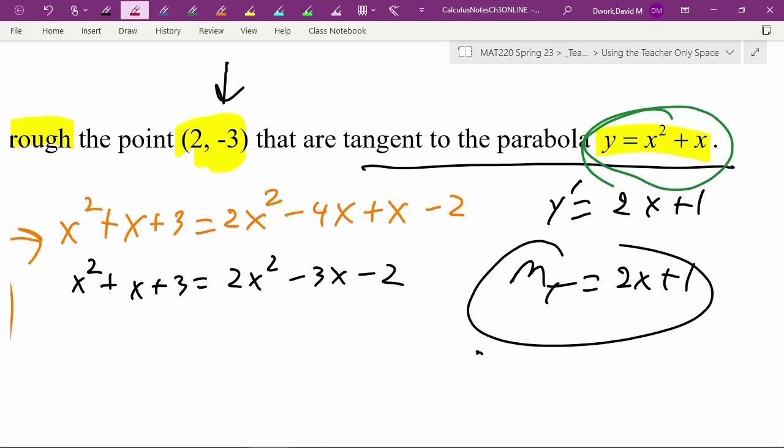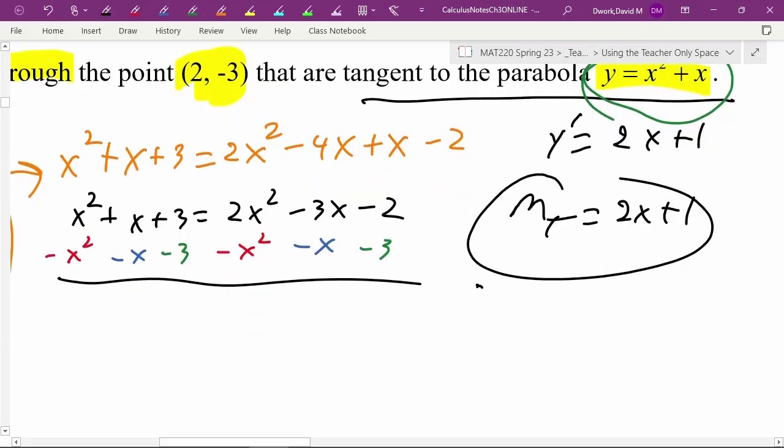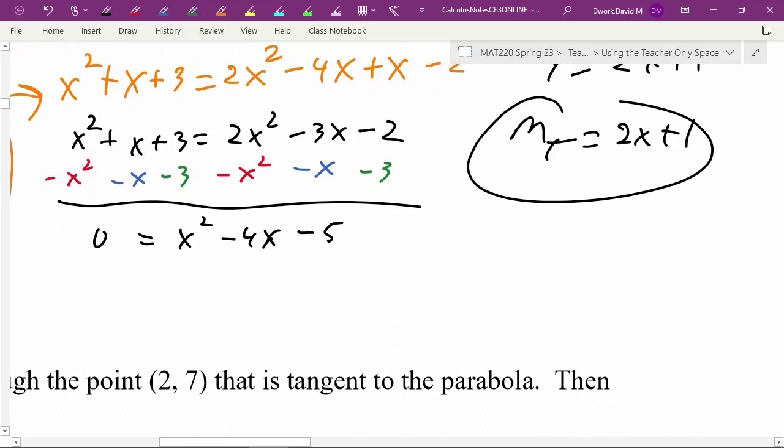All right, now this is a quadratic. I've got x squareds and x's, so we always want to get those equal to 0, so we can solve by factoring, hopefully. So we're going to subtract x squared, subtract x, subtract 3, resulting in, let's see, 0 is equal to 2x squared minus x squared is x squared, minus 4x minus 5. And look, we already said we believe there to be two equations that are going to be tangent that go through that point. We have a quadratic, two different values to solve. So let's see what we can do here.